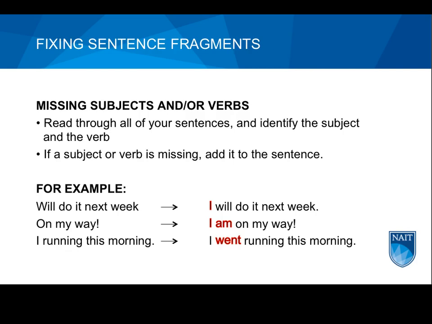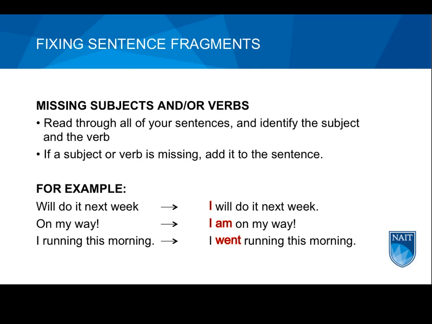For example, if I were reading through my essay and I found the sentence, "We'll do it next week," I would look for the subject and look for the verb. Of course, I find that we have the verb, will do, but it's missing the subject. So I'll add the subject, I, to complete the sentence. So our complete sentence will be, I will do it next week. If we read on my way, we'll notice that it's a prepositional phrase. There is no subject, there is no verb, and so we'll add both of those in. I am on my way.